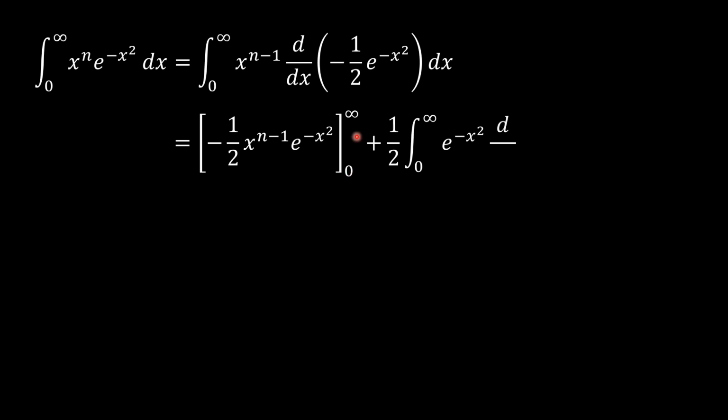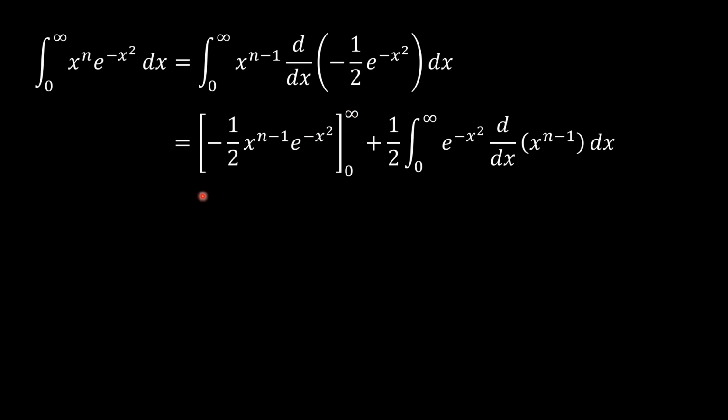Limit x equals 0 to infinity, plus half, the original negative there amounts to a plus here, the integral from x equals 0 to x tending to infinity of e to the power negative x squared times the derivative of x to the power n minus 1. So as you can see here, as x tends to infinity, this part goes to 0, and this expression actually goes to 0 at that point. When x tends to 0, this also tends to 0.